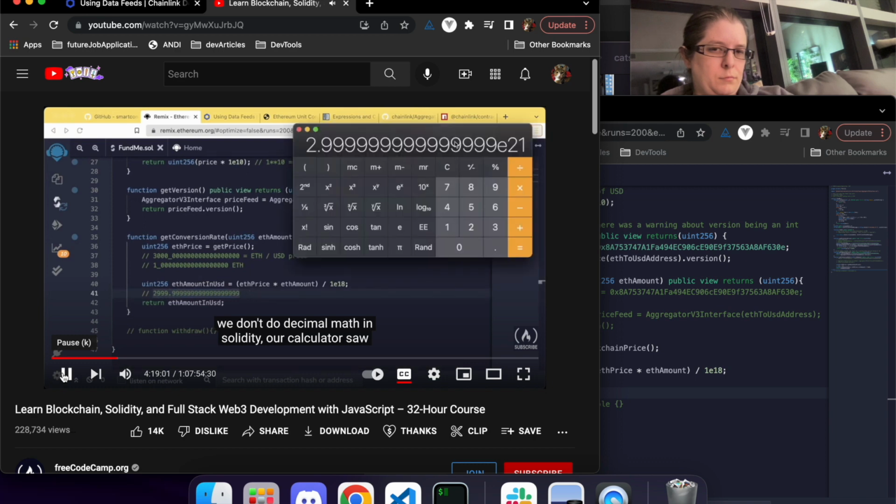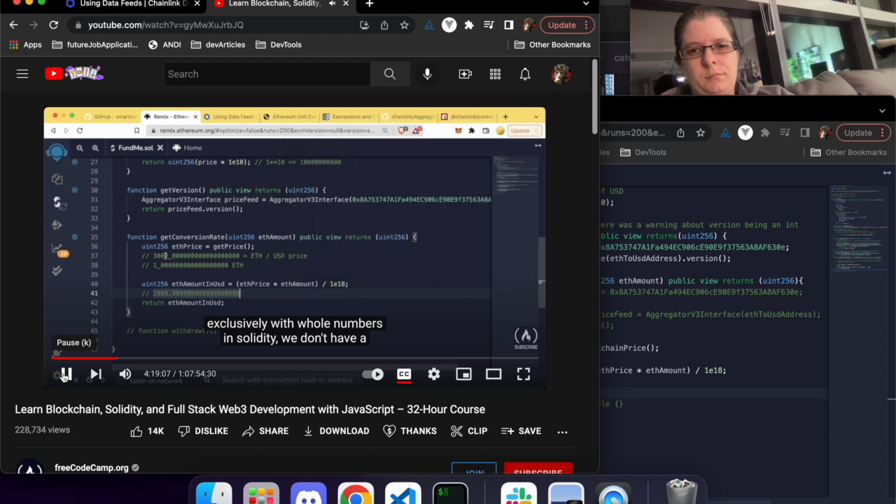Our calculator saw that massive number, was having a hard time getting it, so it ended up rounding that number to 2.999999. When we work exclusively with whole numbers in Solidity, we don't have a chance of losing that precision. And in Solidity, this is going to return exactly $3,000.